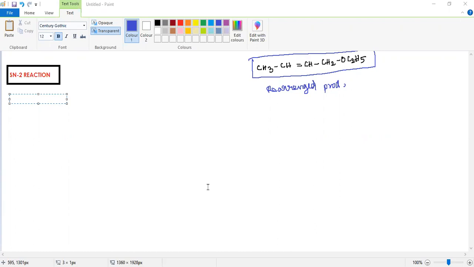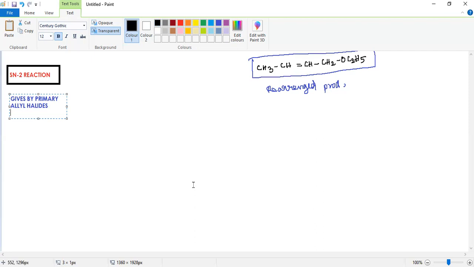In the SN1 reaction, it is given with secondary and tertiary alkyl halides, isn't it? But what about SN2? It is given by what type? Only primary, isn't it? Primary alkyl halide. Then SN2 reaction is mainly given by primary alkyl halide.